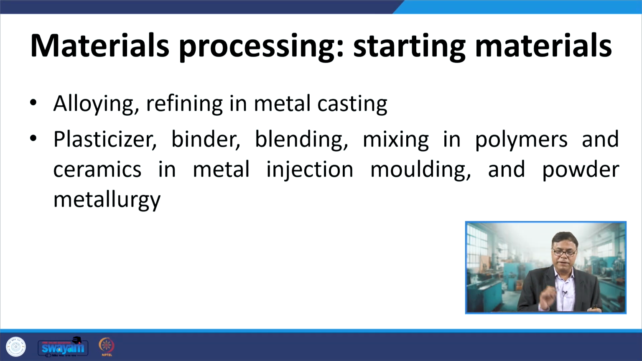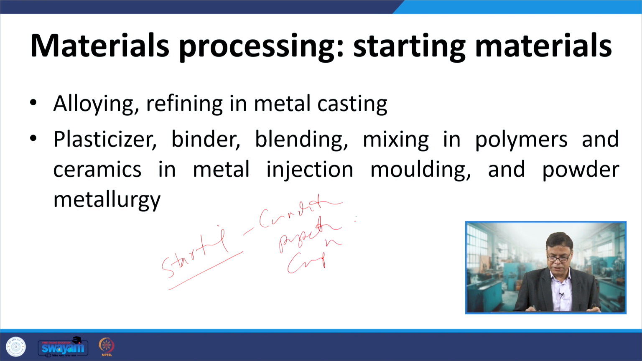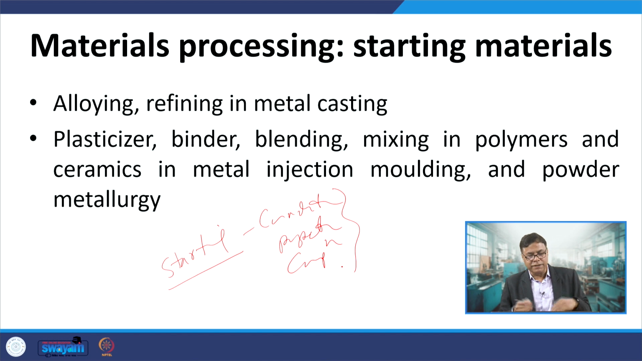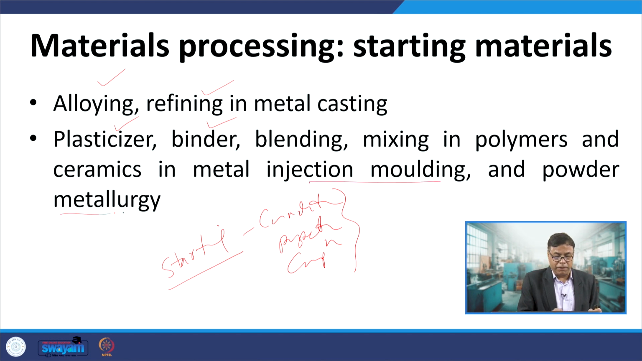Okay. So, now the material processing is concerned. Material processing involves three stages. First, it involves seeing what the starting material is, its condition, its properties, its composition. So, we study the starting material characteristics, and it may be required to do suitable alloying or refining in case of metal casting. It may be required to add plasticizers or binders in case of polymeric materials, and in ceramic materials for processing by injection molding or powder metallurgy.